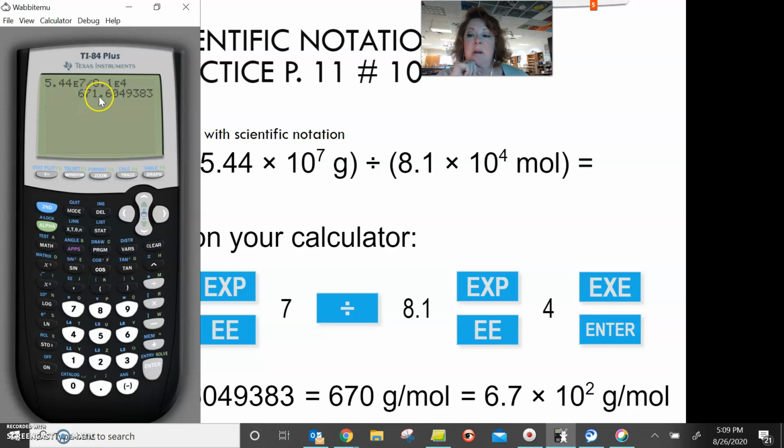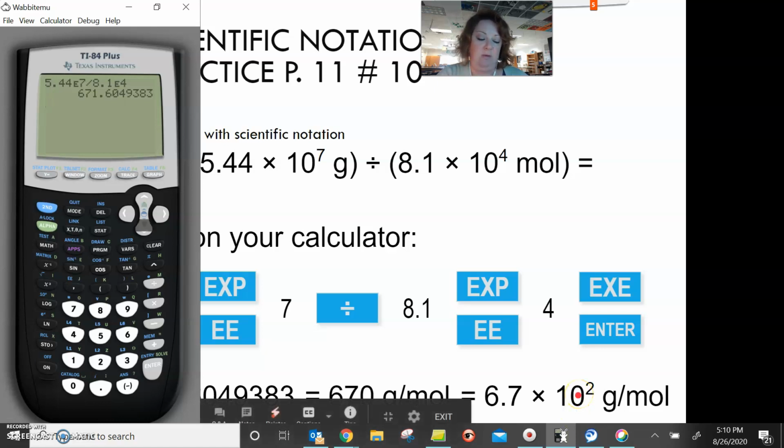6.7, but this 1 is not significant. It does not mean that it's not important. It just means it's not significant. So in that case, it would be 670 grams per mole. You can put it in scientific notation. You don't need to for that. But 6.7 times 10 to the 2 grams per mole.